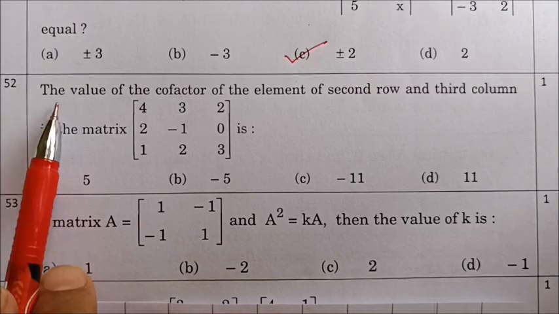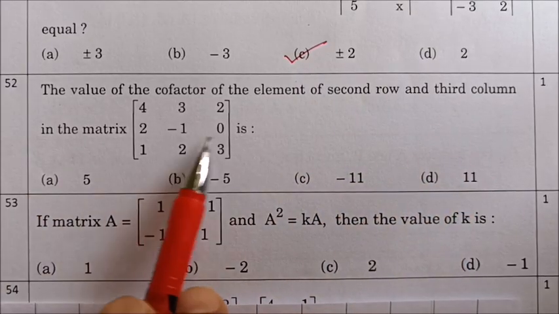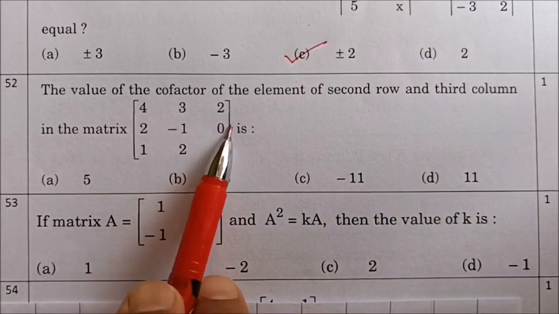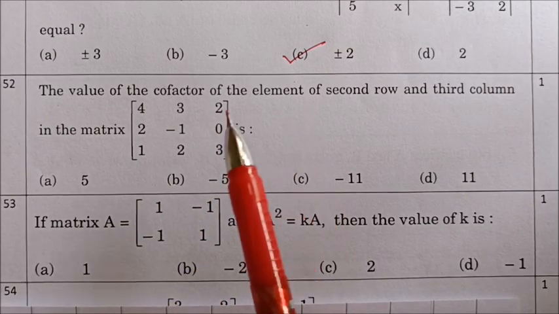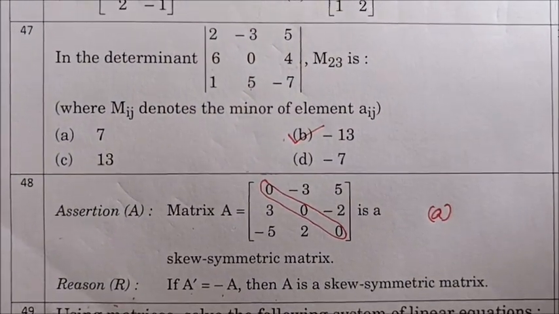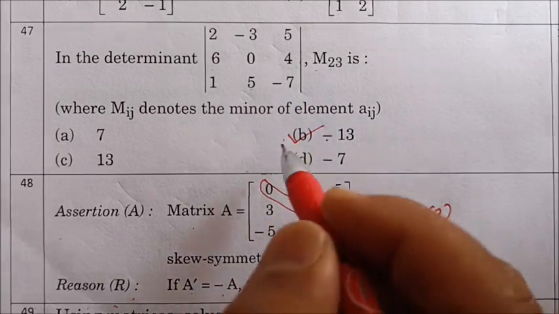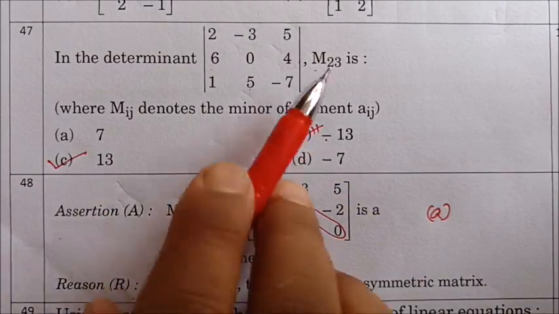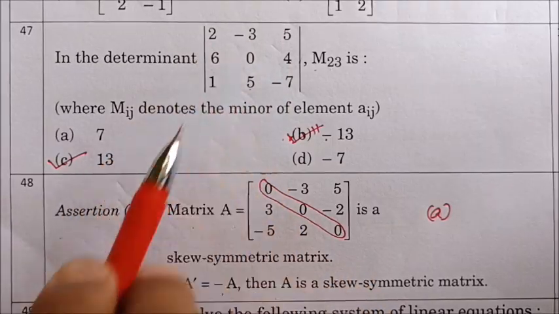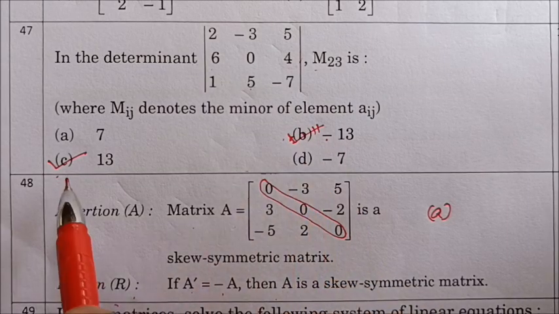Question number 52. They are asking for the cofactor of the element of the second row and third column in the matrix. While finding the cofactor in this question, question number 47 reminded me: here I made a mistake. They were asking for a cofactor in that question, not a minor, and I made this mistake. It was a cofactor value. The minor is 13 only. Forget this, 10 plus 3, it would be 13. The cofactor is minus 13. So please make this correction: 47's answer is C, not B.